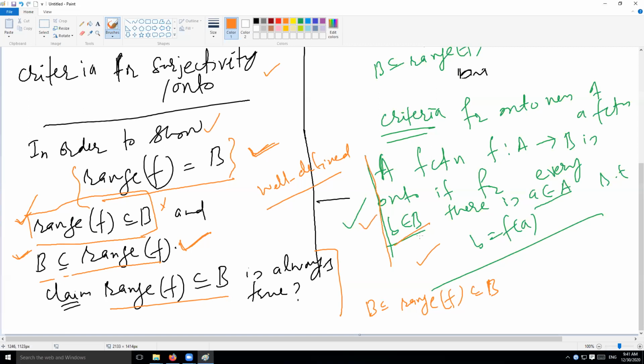So if you can prove that for every B there is an A such that B equals f of A, this is enough to prove that a function is onto. But I want to make you comfortable with why this is enough. What you have just proved is that B is a subset of range of f, and hence B must be equal to range of f, and that's our definition of an onto function.